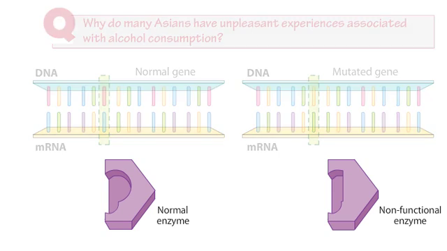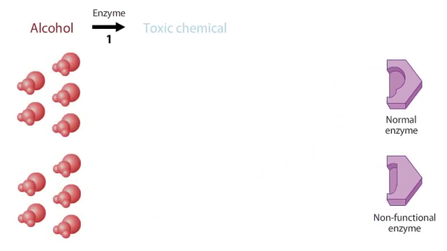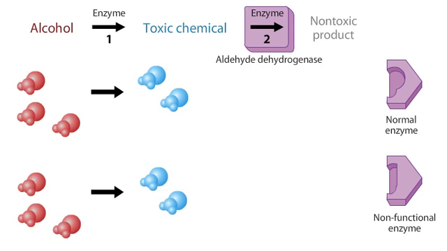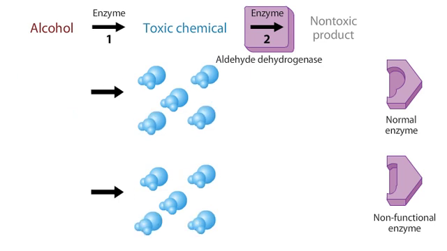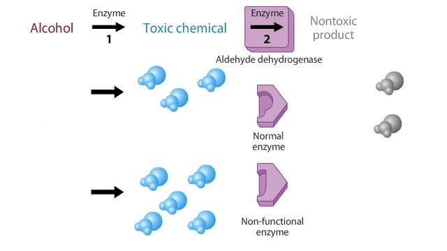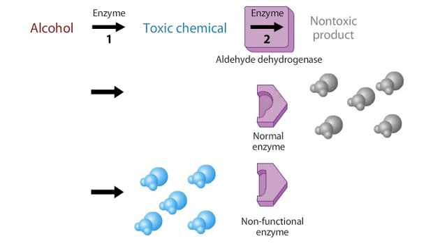Consider how the body breaks down alcohol. It's a two-step process involving two different enzymes. The enzyme we've been talking about, called aldehyde dehydrogenase, is enzyme 2. In the first step, the first enzyme converts molecules of alcohol into molecules of another toxic chemical. In the second step, the second enzyme converts these toxic chemicals into non-toxic products. In people carrying the mutated gene, the non-functioning enzyme cannot eliminate the toxic chemical. This chemical builds up and results in symptoms of the fast flush reaction.